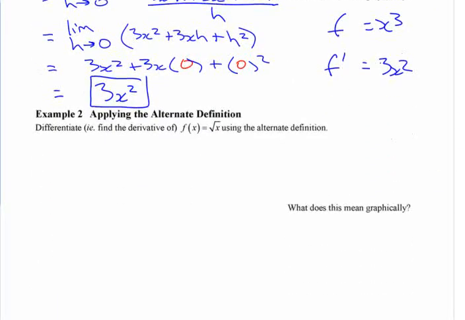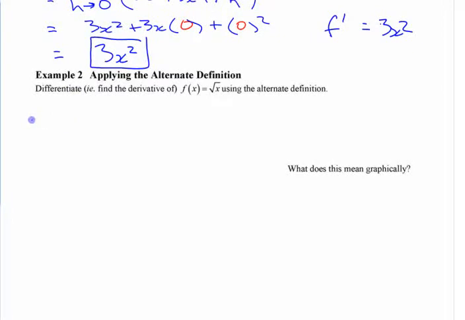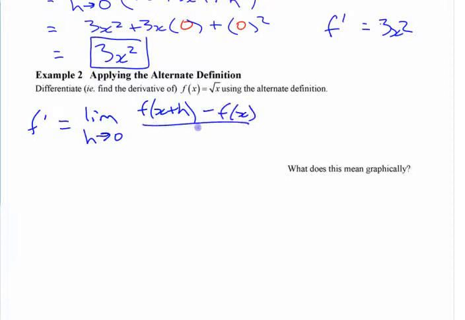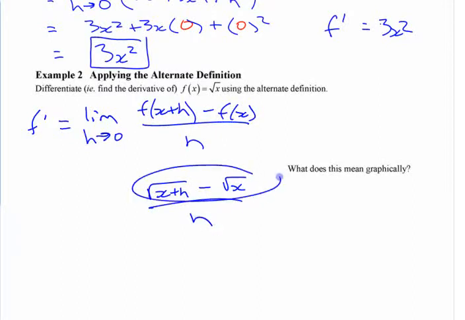Now the other one here, just using the alternate definition. The reason that the regular definition doesn't work is because if you write the limit as h approaches 0 of f of x plus h minus f of x over h, this ends up being square root of x plus h minus square root of x over h. And there's not really a way to simplify that algebraically. There's nothing you can do to simplify it and then be able to divide the h's.